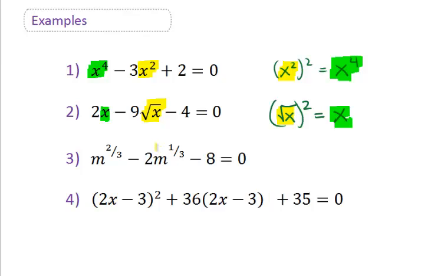In example 3, I have m to the 1/3 power as my middle variable. If I were to square it, I would go back to my exponent properties and multiply those fractions straight across. On the top, 2 times 1 gives me 2, and on the bottom, 3 times 1 would give me 3. So I would have m to the 2/3, which gives me my first variable here.